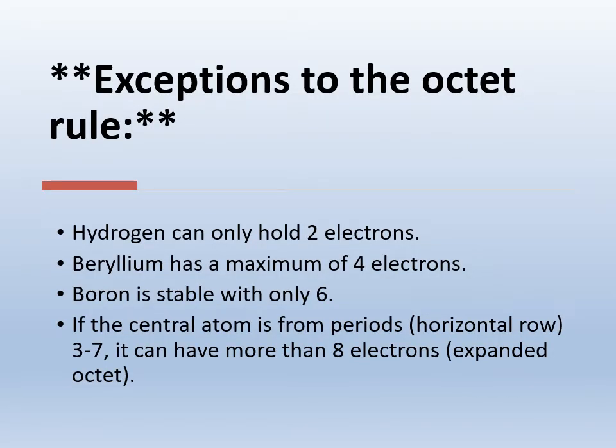So first, I want to review the octet rule exceptions. Now, the octet rule, that is everything wants 8 valence electrons. They want to share 8 or have 8, but not everything does. So hydrogen only has 2 max. Beryllium, max of 4. Boron, 6. Now it's stable. That means it's happy. Once it gets 6, it's good. It doesn't need to have 8.